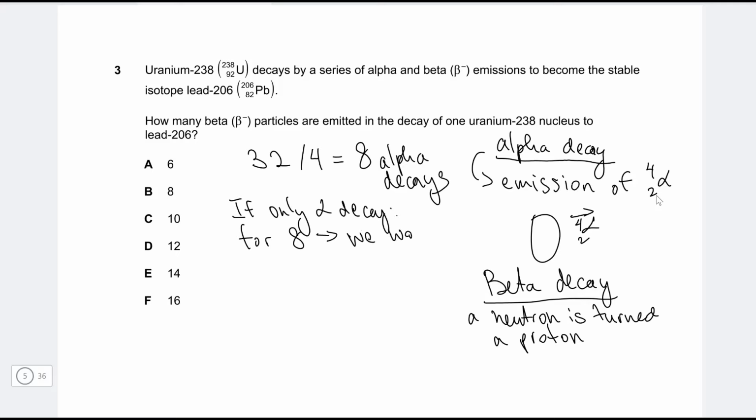So if there were only alpha decay for 8 of them, you would lose 8 times 2, which is 16 protons. Well, let's have a look at the difference between the proton number. We have 92 here and 82 here. So the difference is 10. So this means that in order to have that difference of 16, we also needed 6 neutrons to have turned into protons. Therefore, the answer has got to be A.